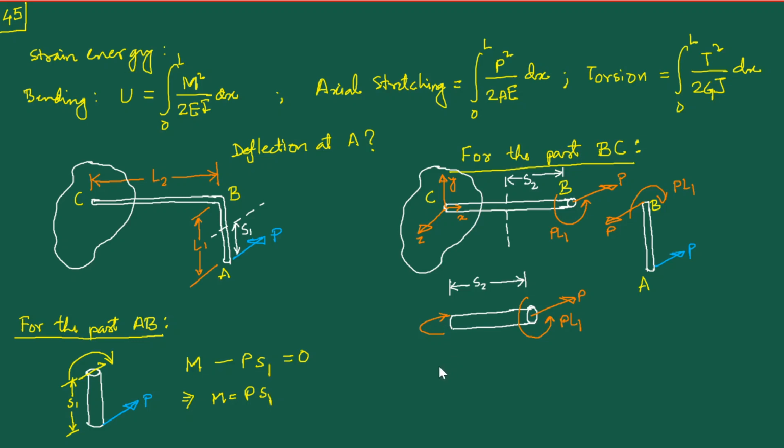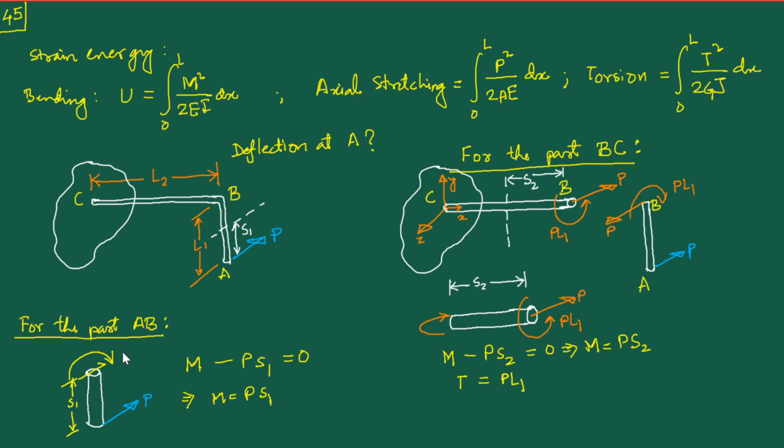All right, now let us write down the equation for the bending moment. So for this M, it will be M minus P s2 equal to 0. So this is just M equal to P s2, and T, the torque, is simply P L1.